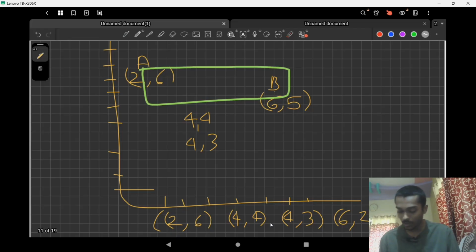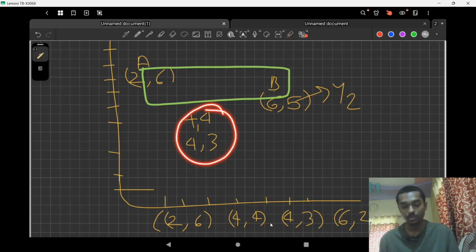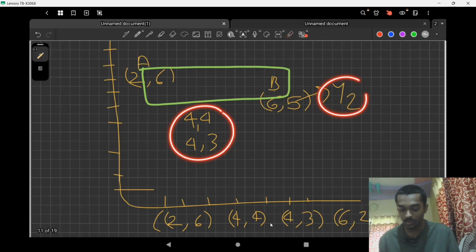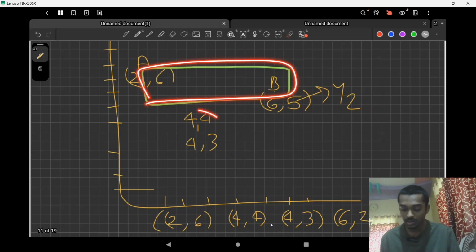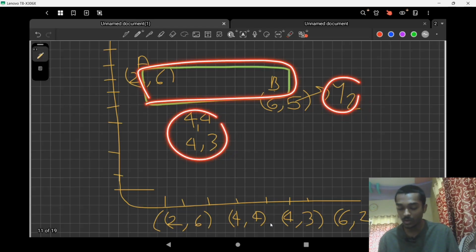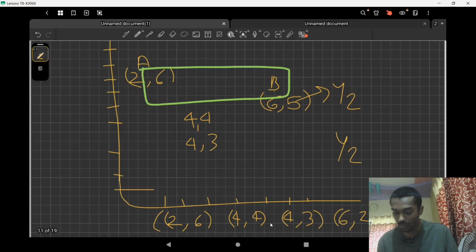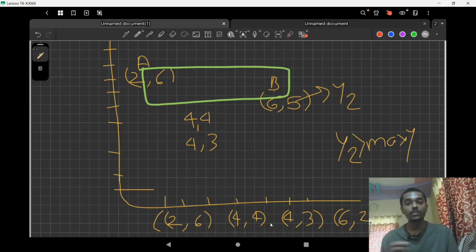Why? Because if you see for those points, the max y is 4, and this is our y2 value. If our y2 is greater than the max y, that means these points are always down. If we form the rectangle, these points are always down. So if our y2 is greater than the max y, we can iterate. Like this is Alice, then this is Bob.